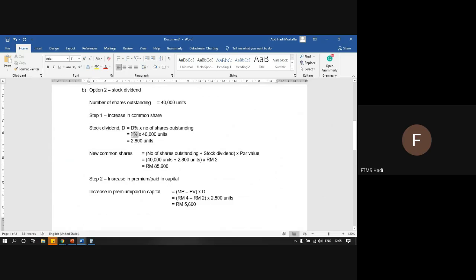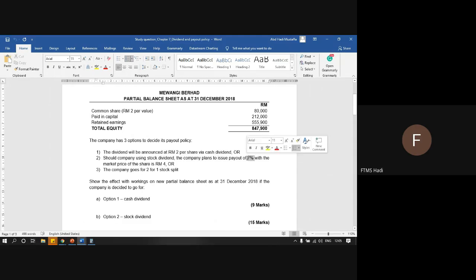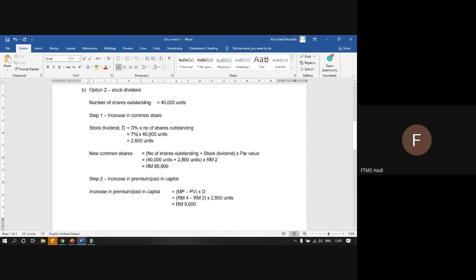Okay, and then D is 7%. How do you get 7%? You can get from this question, 7%. Multiply by 40,000 units shares outstanding. You will get, if you press calculator, you will get 2,800 units. 7 divided by 100 multiplied by 40,000.